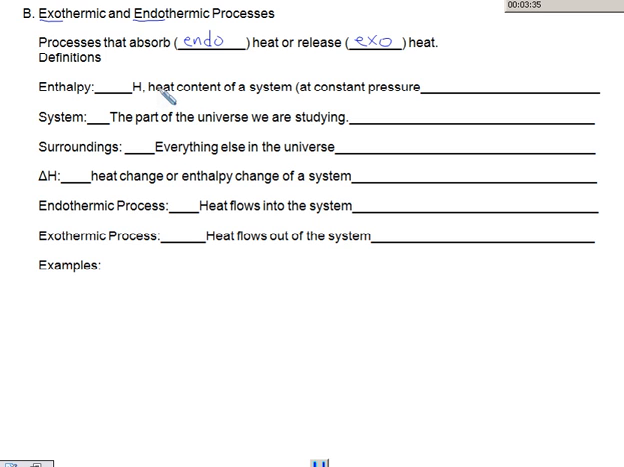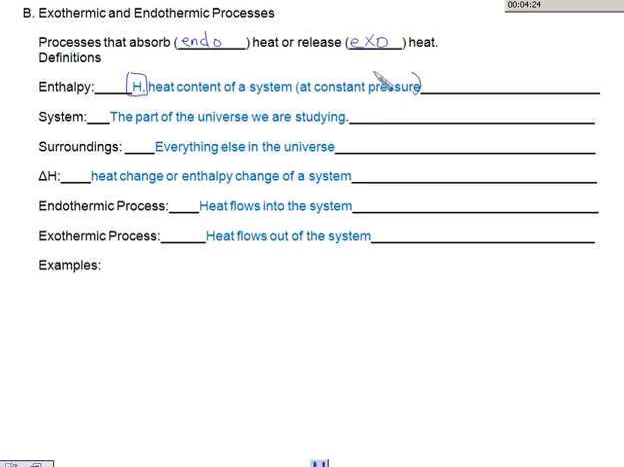Now, if we're looking at enthalpy, another definition, this is the heat content of a system. And specifically, it is the heat content of a system at constant pressure. Let me finish up the parentheses there. And let's underline some of these definitions so that you can see these are definitions that you need to fill out. Enthalpy is the heat content of a system, specifically at constant pressure. And we use the symbol H for it. So H, heat, it goes together.